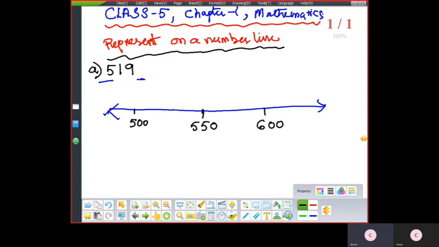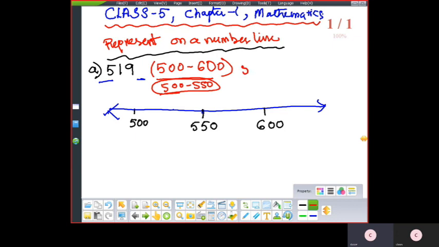Okay, children. So now let me represent 519. 519 comes in between 500 and 600. It lies in between 500 and 600. More lesser, if you just go on, it lies in between 500 and 550, if it goes on with the 50s. And then more you can just go on, it lies between 500 to 520, in between these numbers.